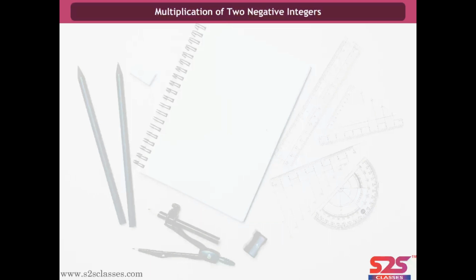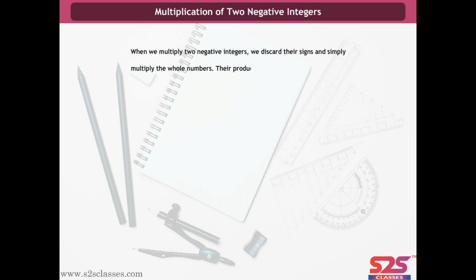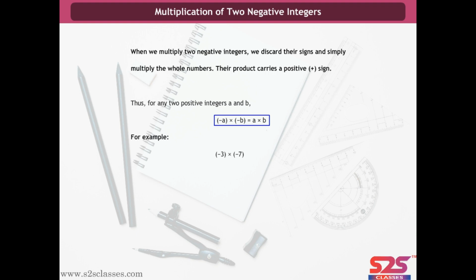Multiplication of two negative integers. When we multiply two negative integers, we discard their signs and simply multiply the whole numbers. Their product carries a positive sign. Thus, for any two positive integers a and b, minus a into minus b is equal to a into b. For example, minus 3 into minus 7 is equal to 21. Minus 15 into minus 6 is equal to 90. Minus 9 into minus 14 is equal to 126. We observe a positive integer in all cases.